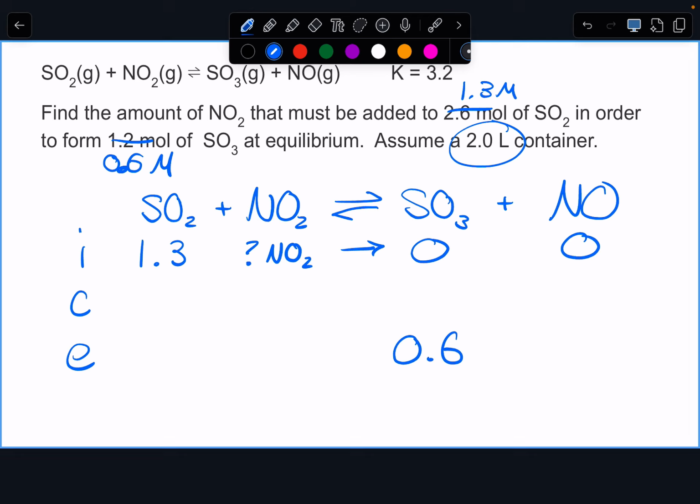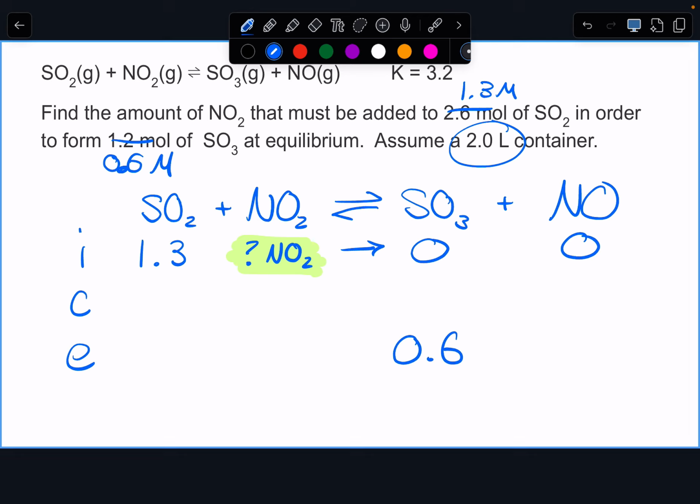Find the amount of NO2 that must be added to 1.3 molar. I didn't change that, I just did the math for you: 2.6 moles per 2 liters. That's 1.3 molar, okay? It has to be added to 1.3 molar of SO2. So they're saying there is some amount here. We don't know how much it is, but there's some amount that needs to get added to that 1.3 molar.